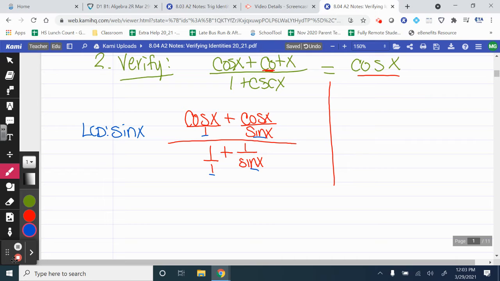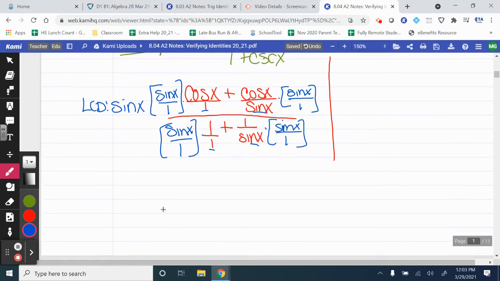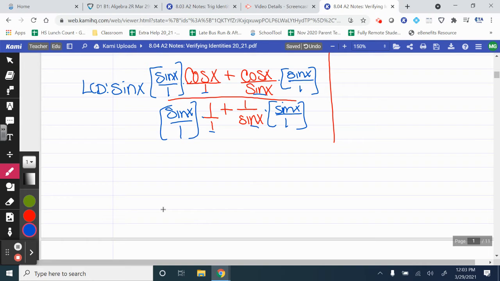Now to get rid of my fractions, I need to multiply every fraction by my LCD over 1 for complex fractions. So sine x over 1, sine of x over 1, and even this 1 over here should get a sine x over 1, and this as well. So this is the same thing we did with our complex fractions before. Pause the video and see if you can continue on your own.